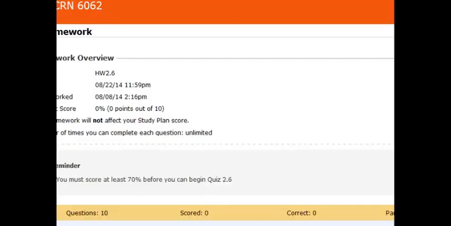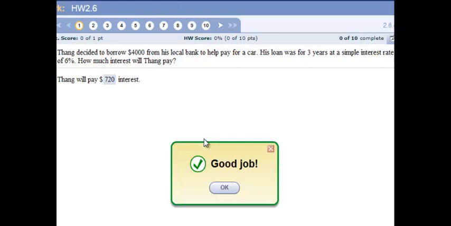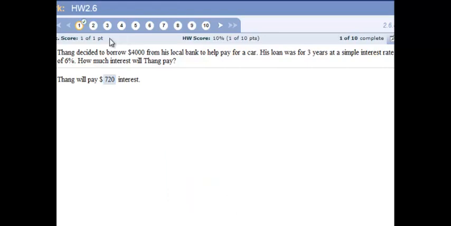Whoops, wrong window. Type 720, hit enter. Hey, we got it right. Good job. Let's do another interest problem, number 2.